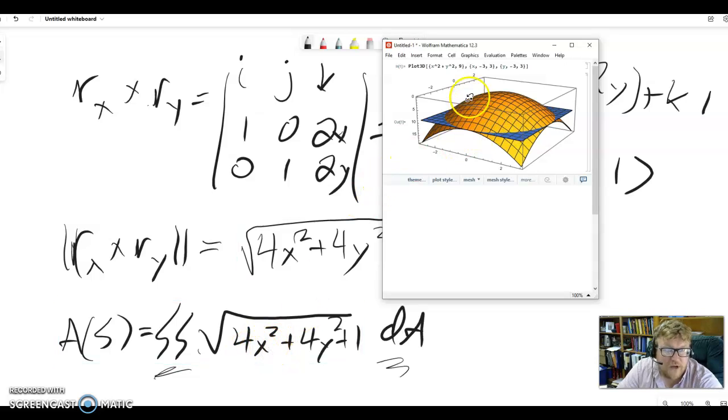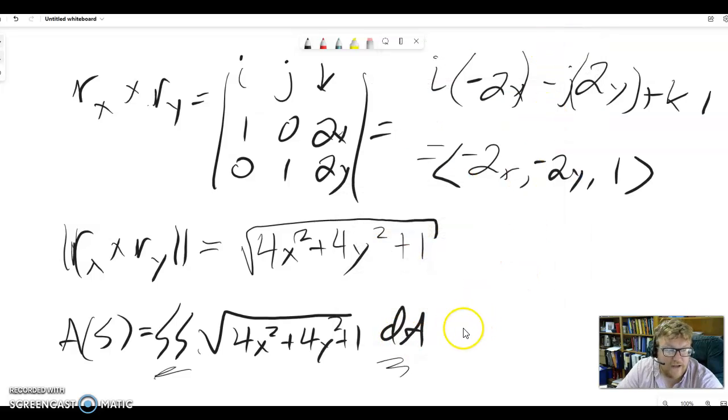So all we have to do now is assume it is flat and do the area of that. So the area of that is a, let's put it here, it's a circle of radius 3. Radius 3 because it's equal to 9, r squared.